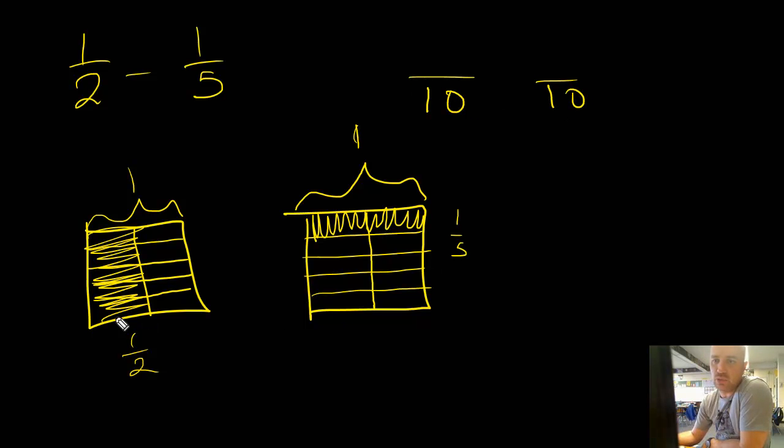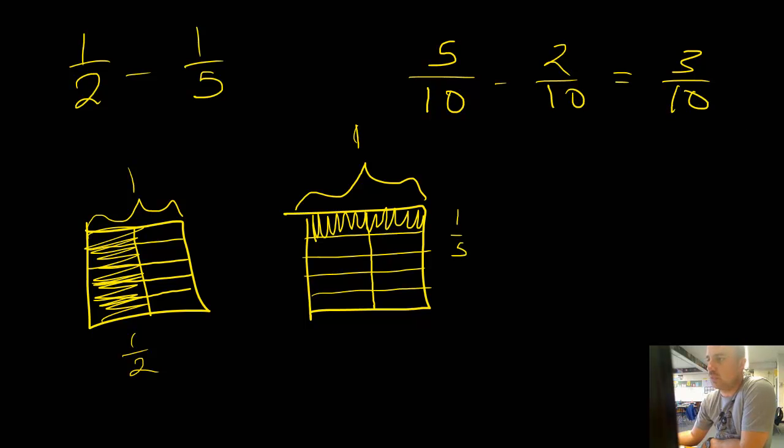Over on this side, I have 1, 2, 3, 4, 5. I have a whole row of tenths. 1/2 in tenths is 5 tenths. And over here, 1/5 in tenths would be 2 tenths. Okay, and now I can subtract that out. 5 minus 2, well, that's 3 tenths.